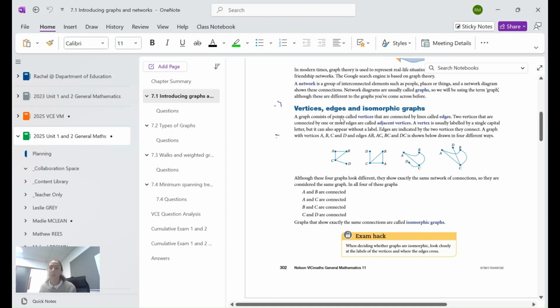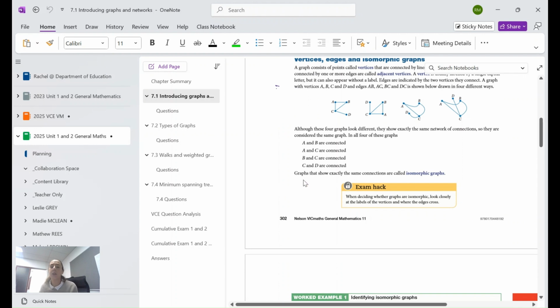So the points are called the vertices. So each of these dots are vertices. They are connected by edges. So these are the edges that connect those vertices. It's usually a vertex is labeled by a single capital letter, and then we label the edge by showing the two vertices that it is connecting. So this edge here would be called DC because it connects the vertex D to the vertex C. So we write it DC.